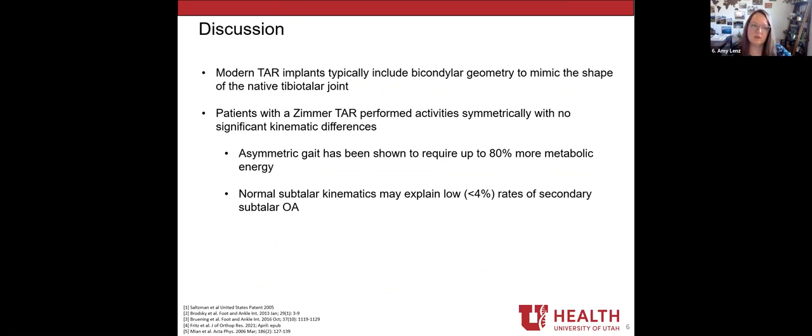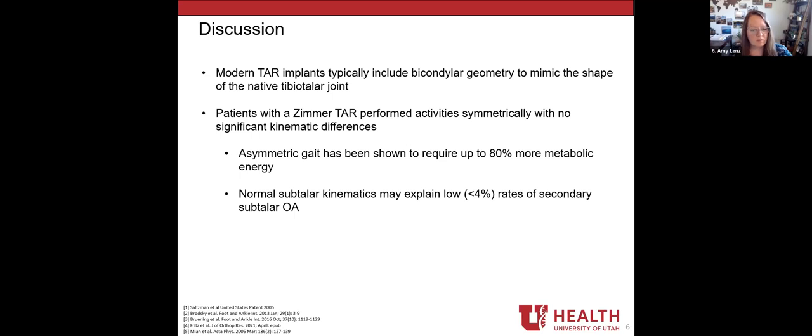And we believe this is because modern total ankle replacement designs typically include a bicondylar geometric shape to mimic the shape of the native tibiotalar joint. And because our patients we showed with this Zimmer TR performed activities symmetrically with no kinematic differences, this indicates that they're functioning quite well and would rate highly on our clinical parameters for evaluating post-operative outcomes.